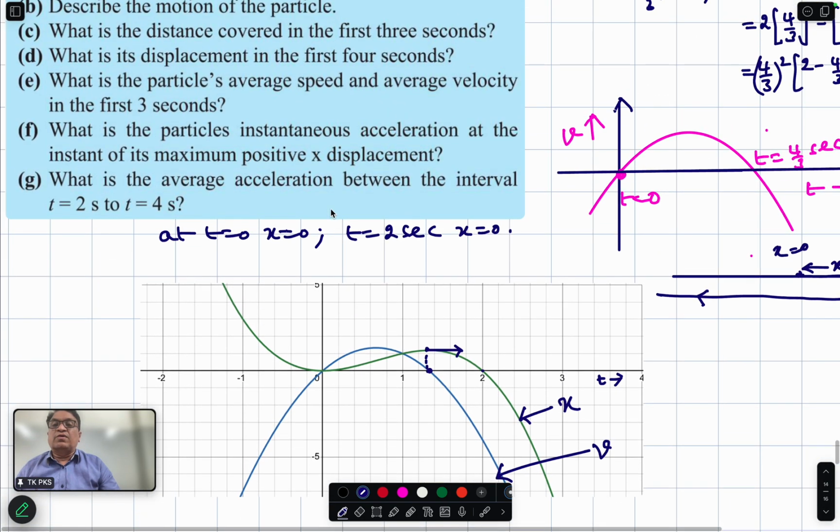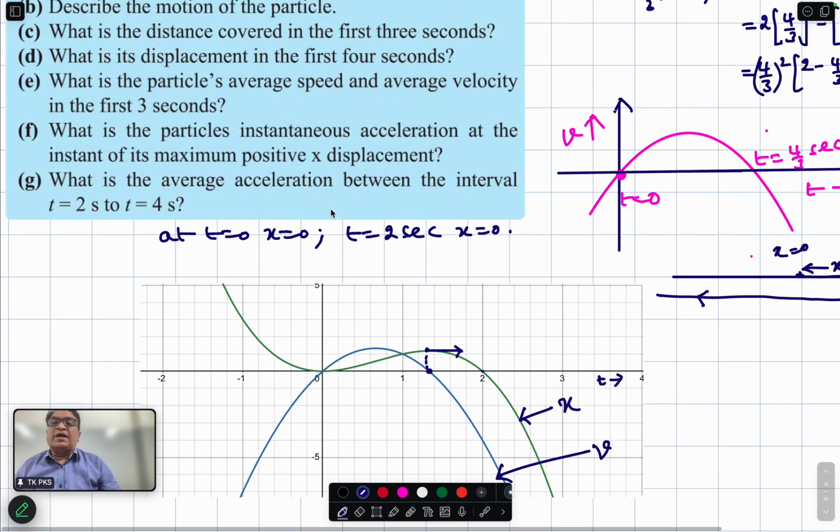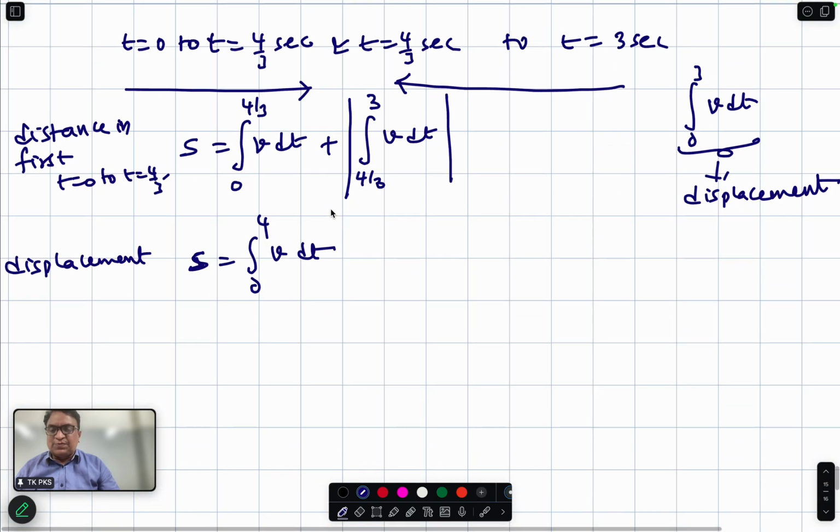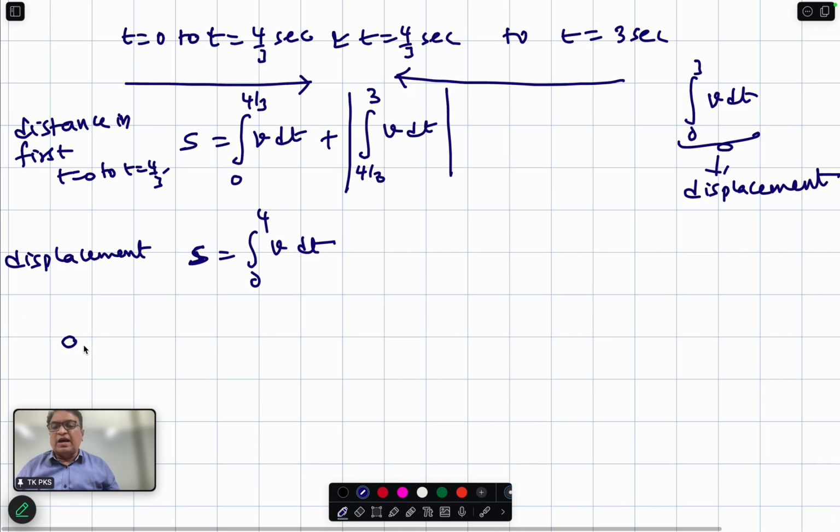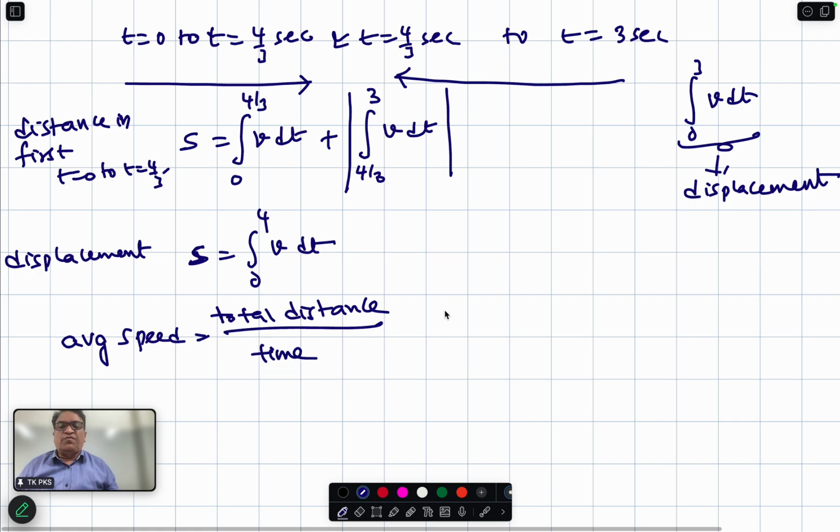Next, what is the particle's average speed and average velocity in first 3 seconds? Simple, average speed you want, average speed is total distance by time. If you want average velocity, net displacement by time.